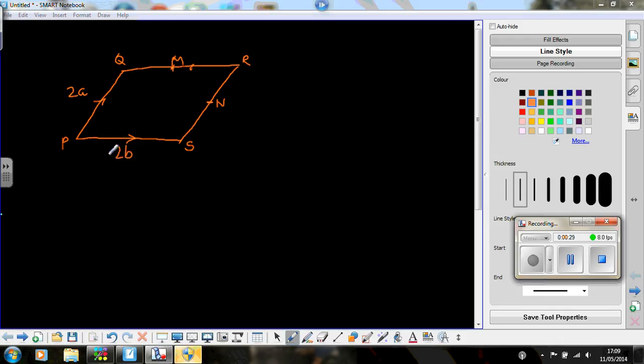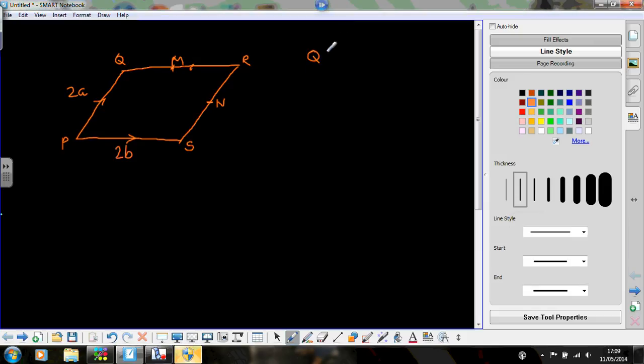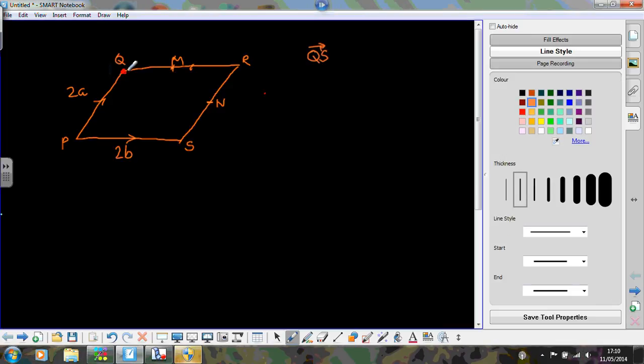So what you need to remember is that when we're looking at vectors, direction is important. So this way, the vector is 2a. In the opposite direction, it will be negative 2a. So we're asked to find, in terms of a and b, QS. That means we have to start at Q here and finish at S. So we're going along QR to here, and then down to S here.